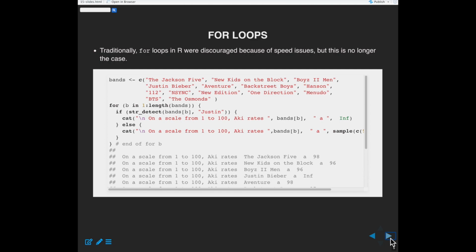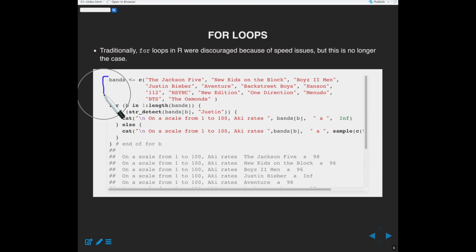Okay, so traditionally for loops in R were discouraged because they slowed things down, just the nature of the language. But that's been fixed for a while now, and there's absolutely nothing wrong with for loops. I find them very intuitive, but other people don't, so some people get a little bit confused by them. So here's a second example.